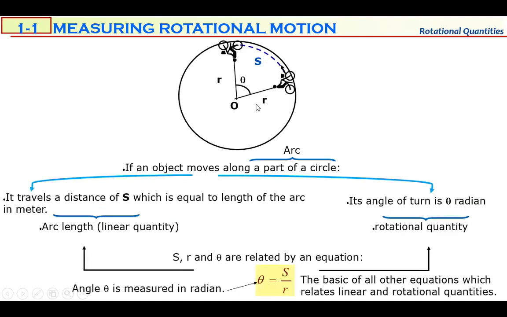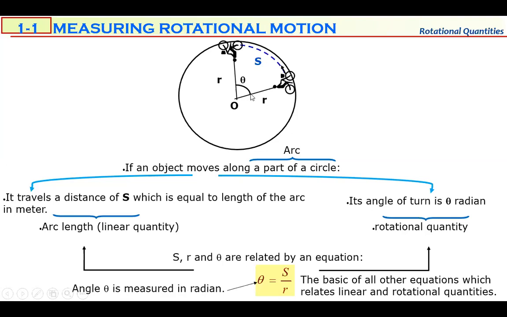What if the angle is smaller than that? Any angle. So this bicycle is moving at an angle of theta. If an object moves along a part of a circle, that part of the circle is known as an arc in maths. This is an arc. The object will turn some angle theta, and by that time it travels a distance s, which is equal to the length of the arc. Later we will call this the arc length, and it is a linear quantity because it is measured in meters.